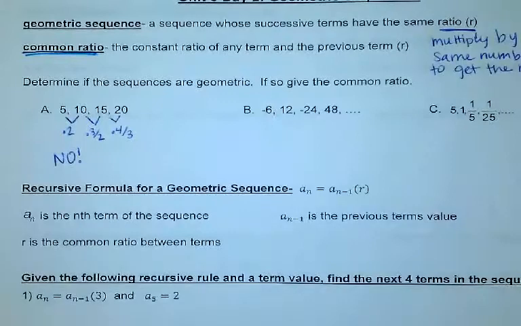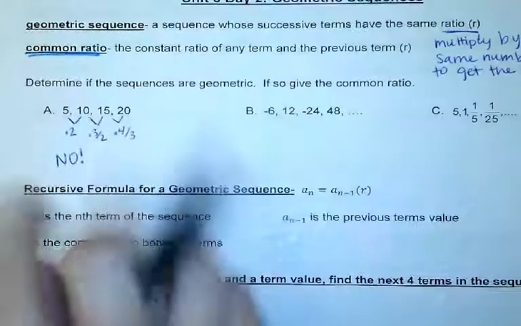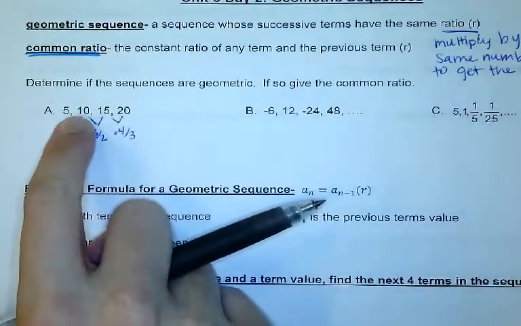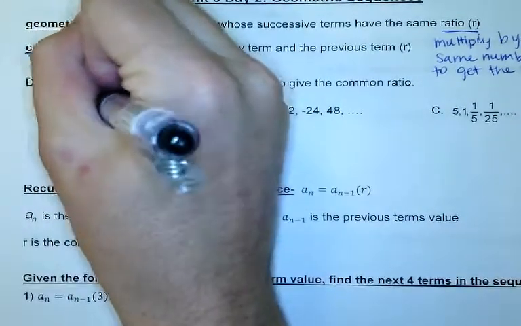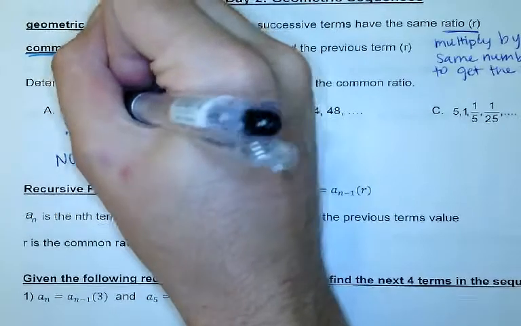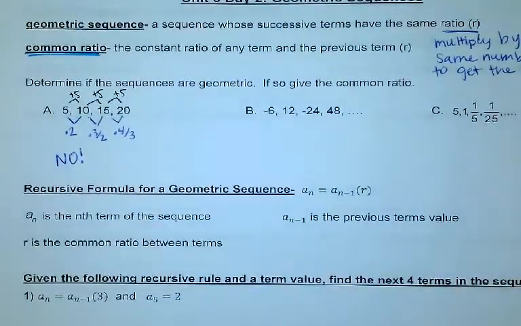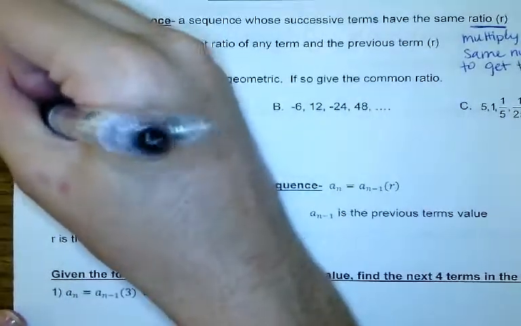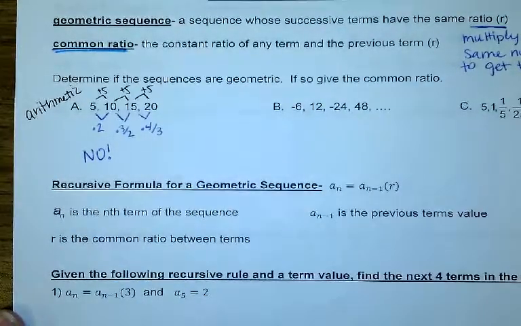However, do you recognize what we are doing to get to the next term every time? To get from 5 to 10, what are we doing? We're adding 5. To get from 10 to 15, we're adding 5. To get from 15 to 20, we're also adding 5. So this is not geometric. What kind of sequence is this one? This is what we just did. This one is an arithmetic sequence.